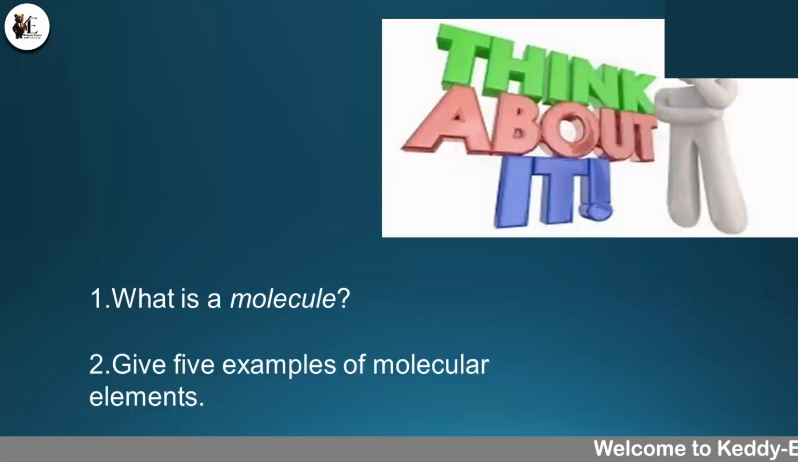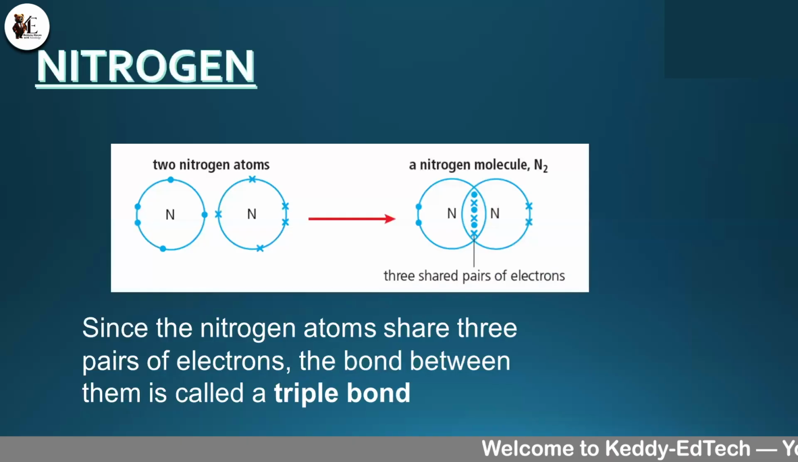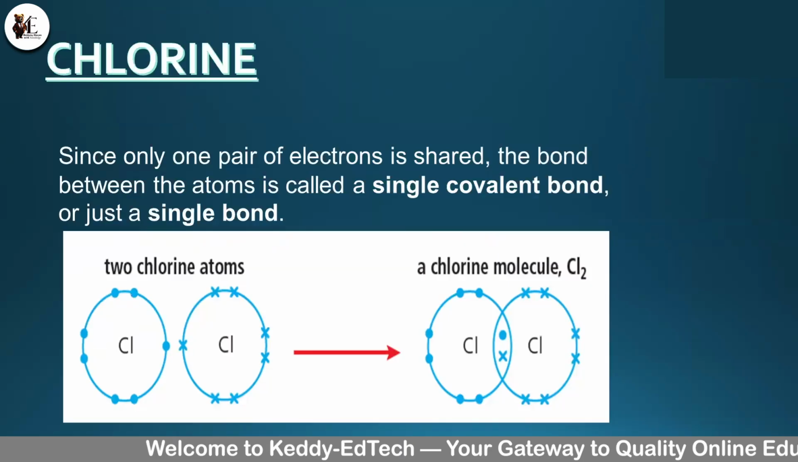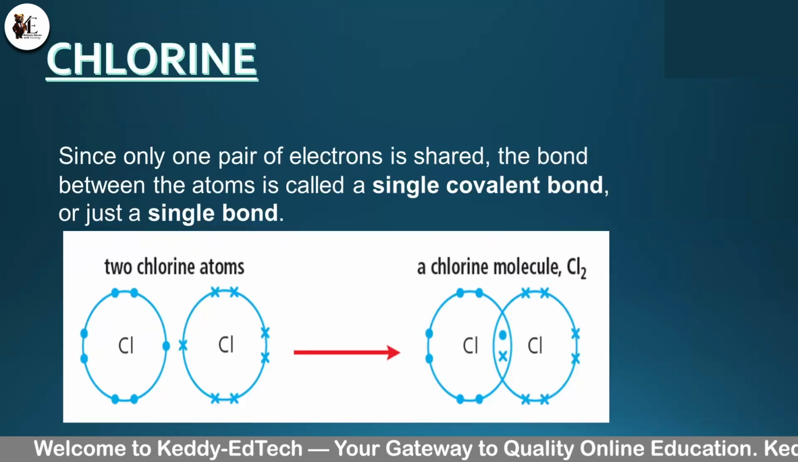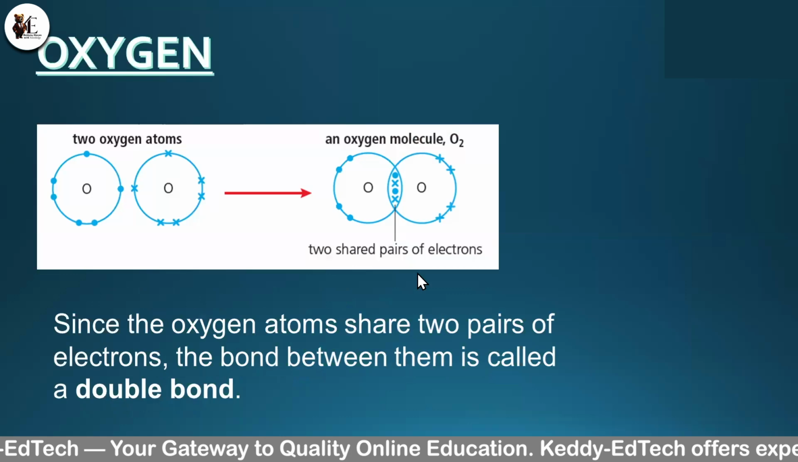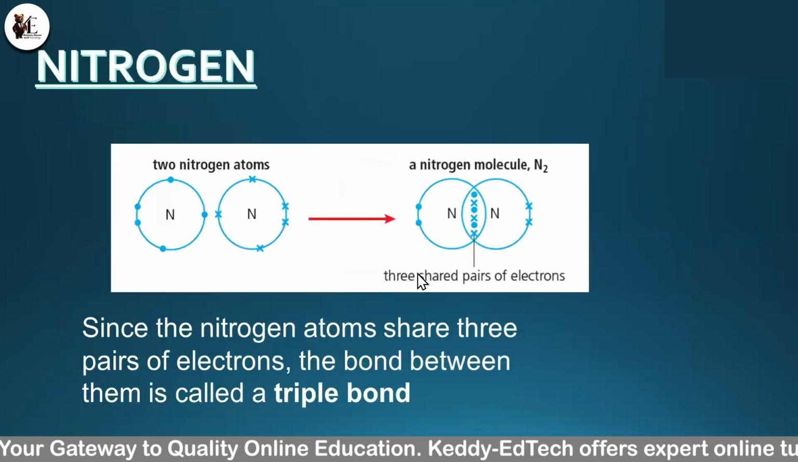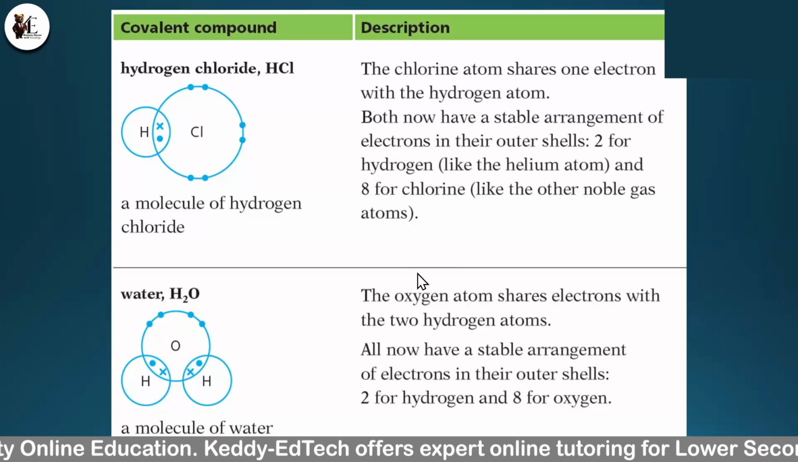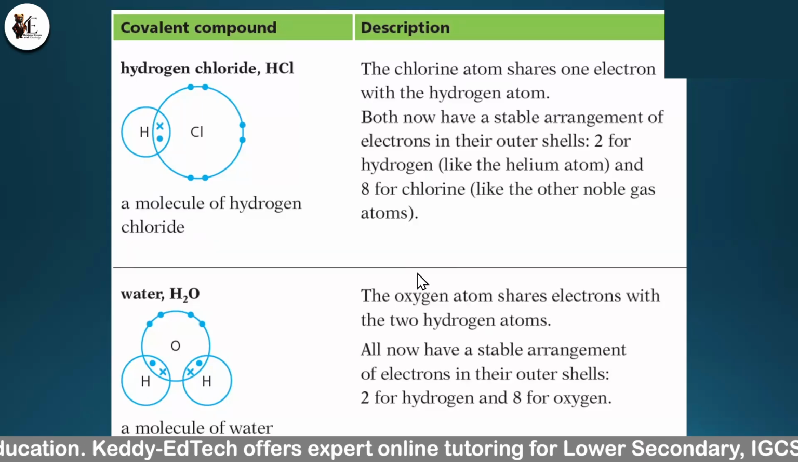Right? We have learned how to make covalent bonding in nitrogen, oxygen, hydrogen and chlorine. In chlorine, we have one single covalent bond. In oxygen, we have two bonds, which is also known as a double bond. In nitrogen, we have a triple bond, right? So now we'll study other compounds.